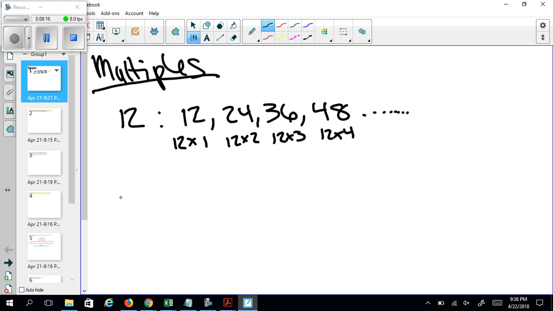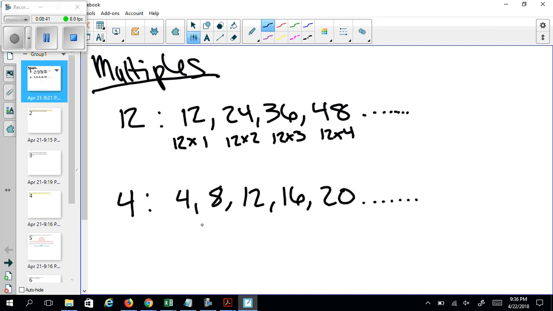There you go. So if I wanted to continue on with another example, say multiples of 4. If I'm counting it right, I'm looking at 4, 8, 12, 16, 20, and so on. And it's the same way. I'm counting it up by my counting numbers, going from 1, 2, 3, 4, and 5, being multiplied by 4.